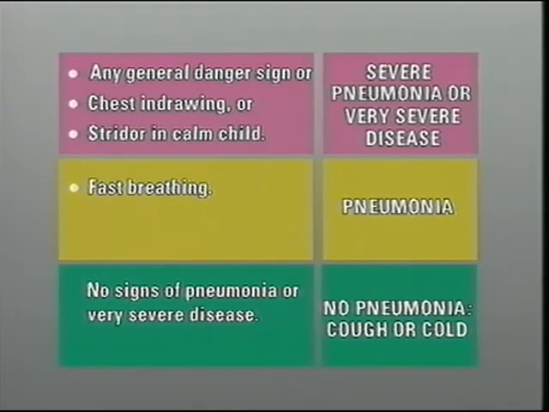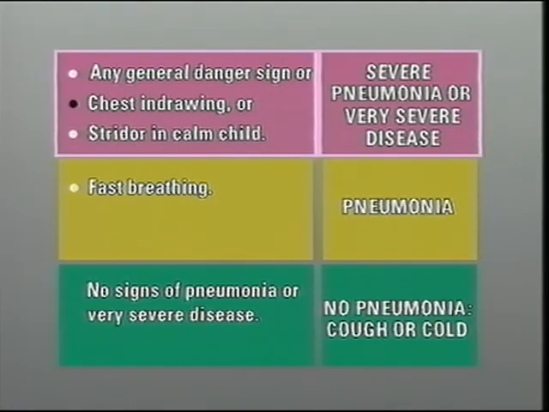We use these signs to classify Ben's illness on the classification table. Look at the signs listed in the pink row. Always look first at the top, pink row. Ben has chest indrawing. Therefore, we classified Ben as having severe pneumonia or very severe disease.